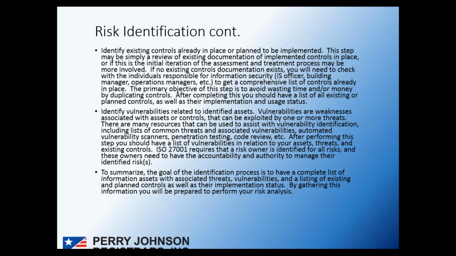ISO 27001 also requires that a risk owner is identified for all risks. And again, these owners should be the folks who have the accountability and authority to manage their identified risks. In summary, the goal of the identification process is to have a complete list of what assets are within the scope of your system, along with their associated threats, vulnerabilities, and a listing of existing and planned controls, as well as their implementation status. After getting this information, we will be ready to go ahead and start doing our risk analysis.